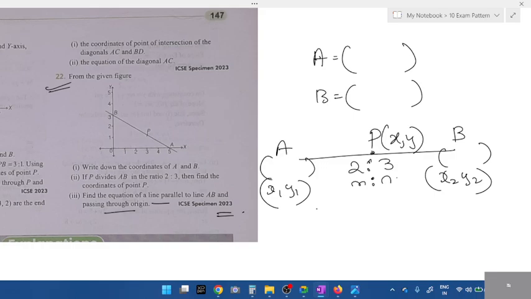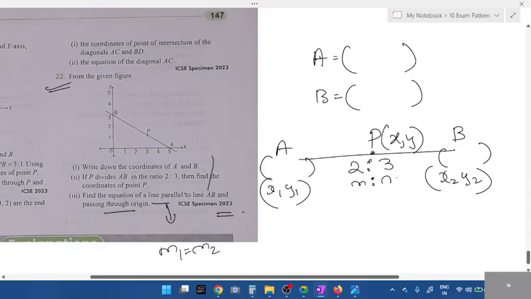Your first two are easy. The third one is a bit tricky, students. Find the equation of a line parallel. So for parallel, it is M1 equals M2. M1 we need to find from this AB. See, A and B are 2 points. Find the slope using the 2-point formula.